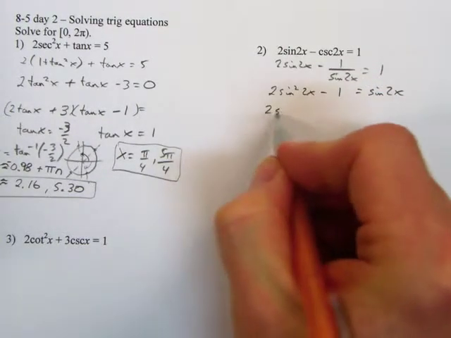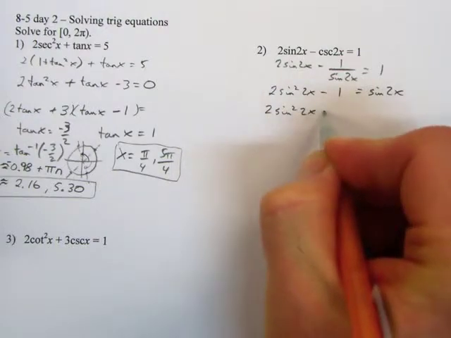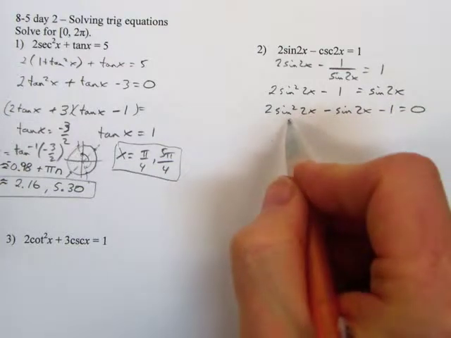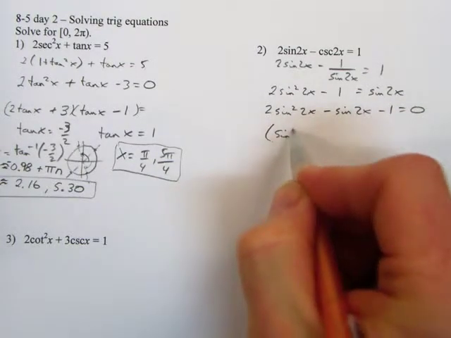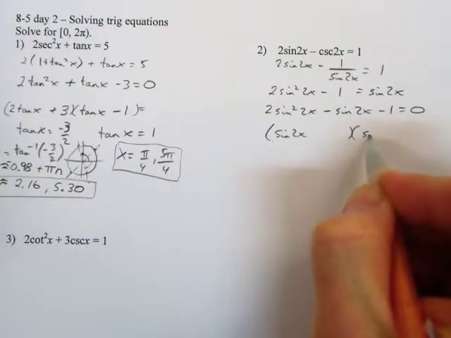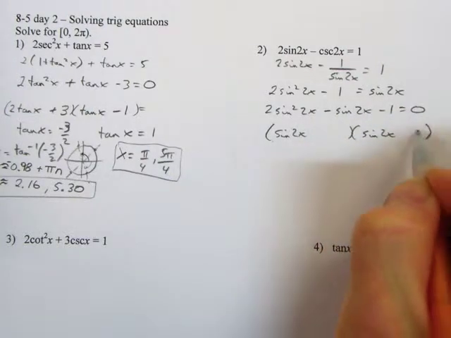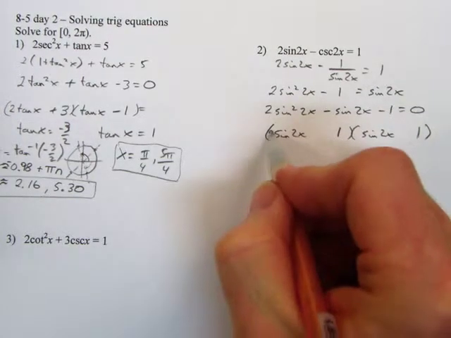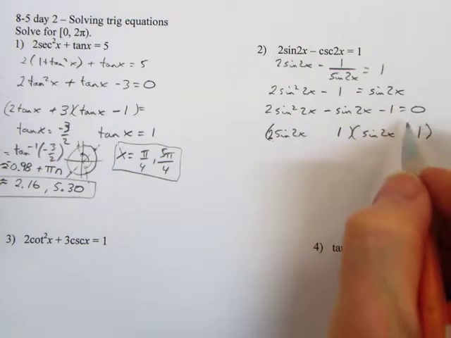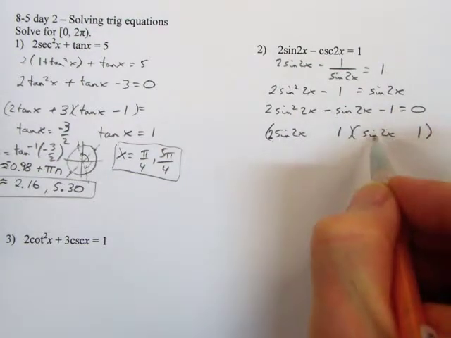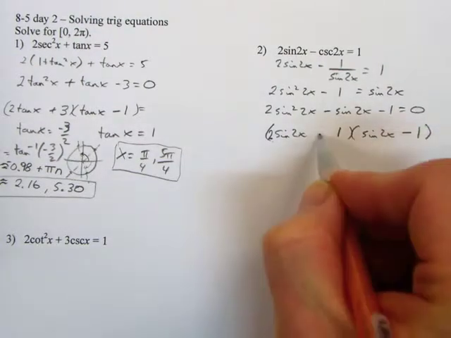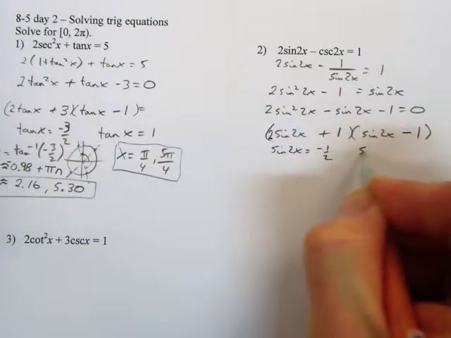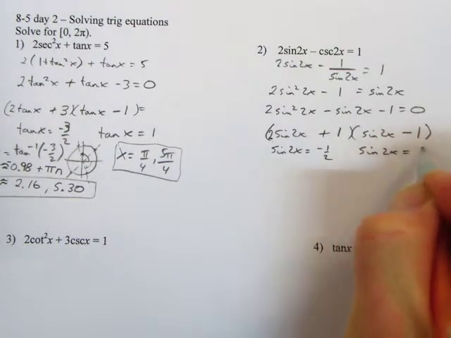Move everything to one side and factor. So this time, I'm going to say sine of 2x, and then sine of 2x. And we'll have a 1 and a 1. Actually, I forgot there's a 2 there, so I have to put a 2 there. And then I need to get it multiplied out. It needs to give me a negative, so this outside one will be negative and the inside will be positive. So sine 2x equals negative 1/2, and sine 2x equals 1.